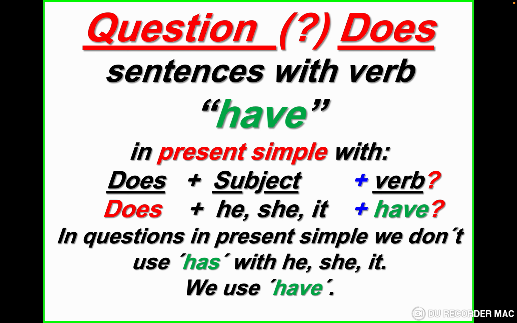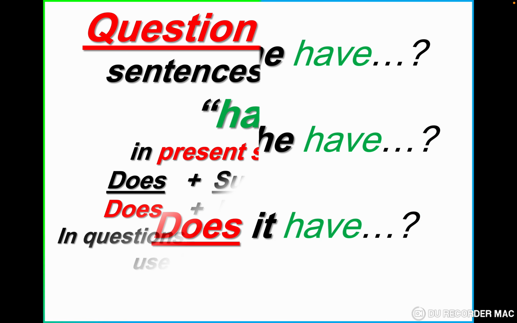To sum up what we've seen up to now: in positive sentences with he, she, it, we use has. In negative sentences with he, she, it, we use he doesn't have, she doesn't have, it doesn't have. In questions with he, she, it, we use does he have, does she have, does it have. This is what you should remember. This is the rule. Let's continue.